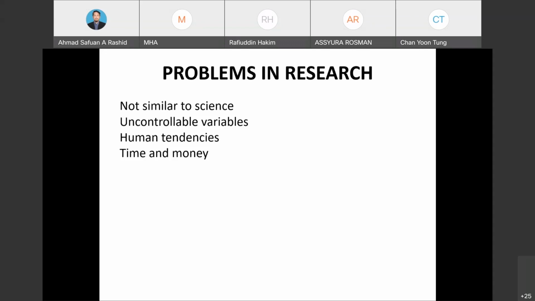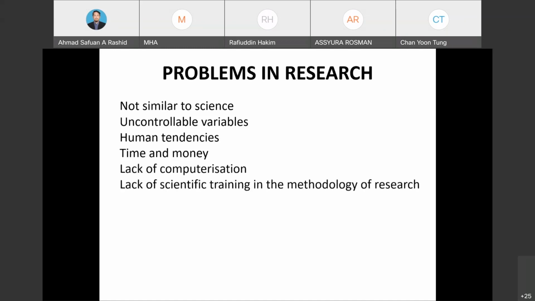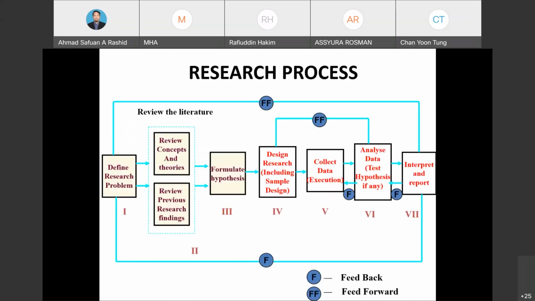For example, for the conference, because you need to publish or present your work at least at two conferences. There is a regulation from the postgraduate office: for the PhD at least two, for the master at least one. Lack of compensation, lack of scientific. So this is the research process, which I have explained before.